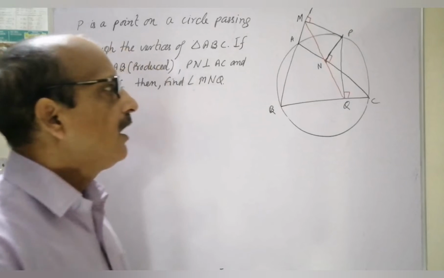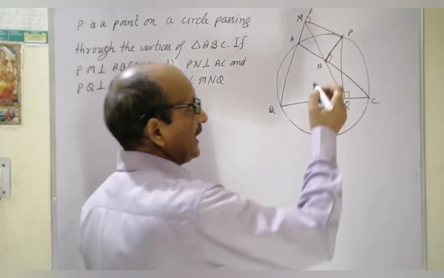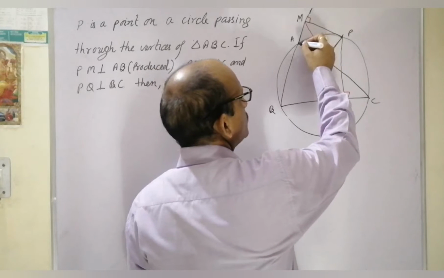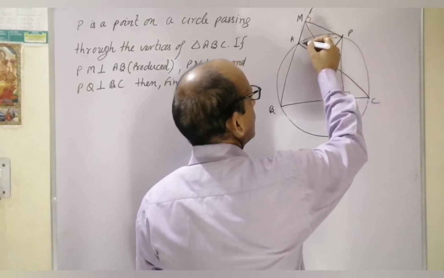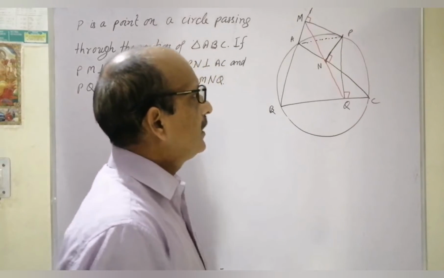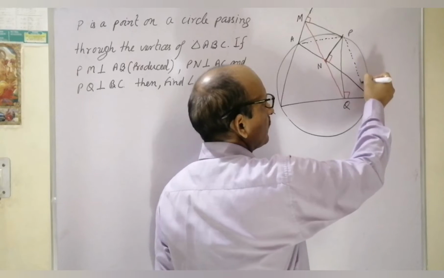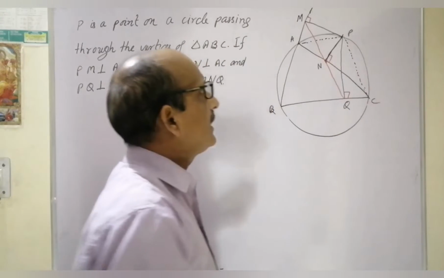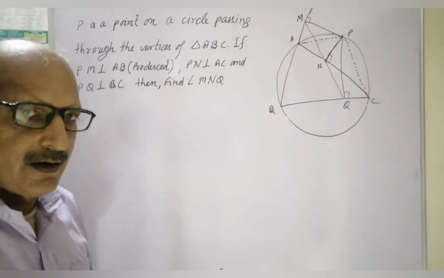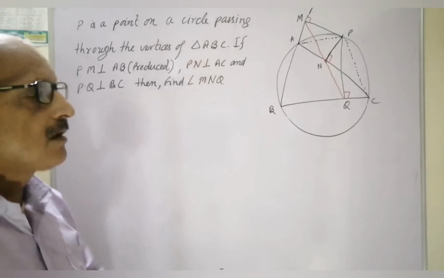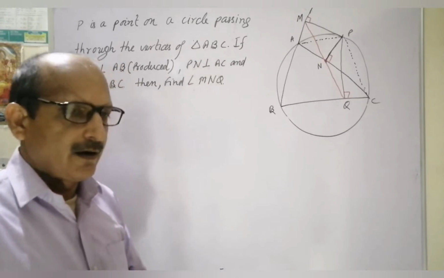First of all, I am going to draw a construction. The construction required here is to join A to P and P to C. Here it is very clear that PABC has now become a cyclic quadrilateral, so we can apply the property of cyclic quadrilateral over here.